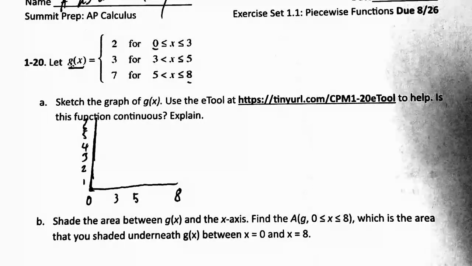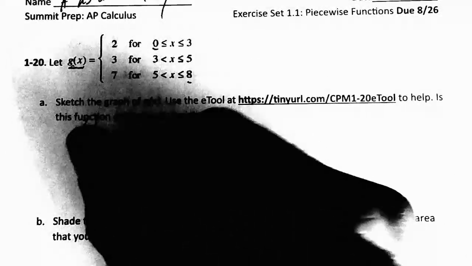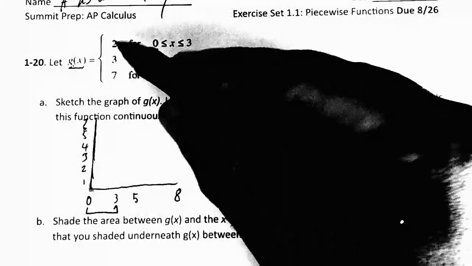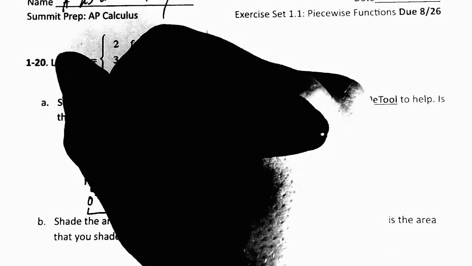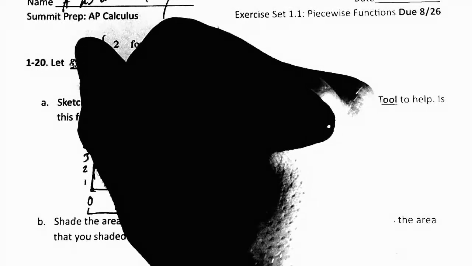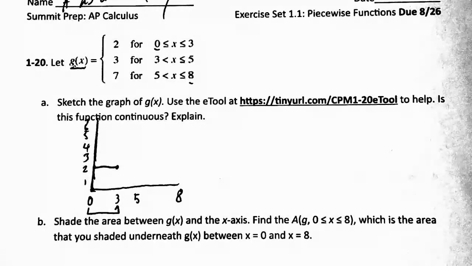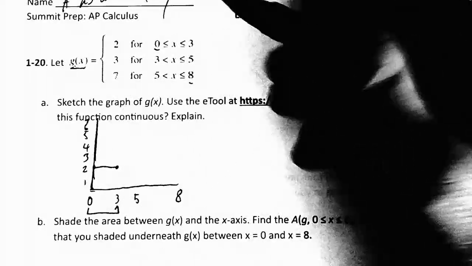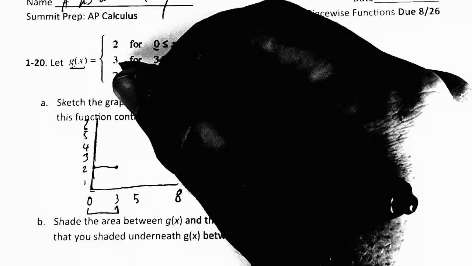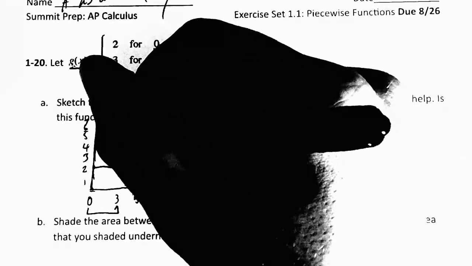And let's plot. So it equals 2 from 0 to 3. So when x is 0 to x is 3, our value is 2. So we're just going to draw a straight line at 2. Okay? And then from 3 to 5, our function equals 3. So we're going to draw a straight line.